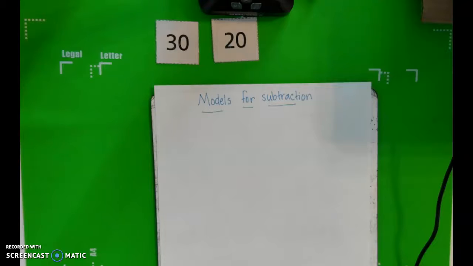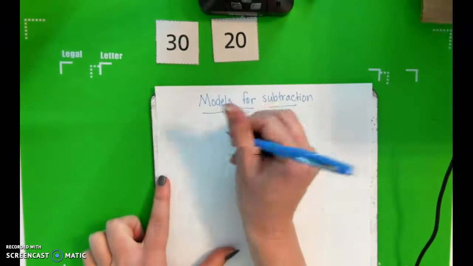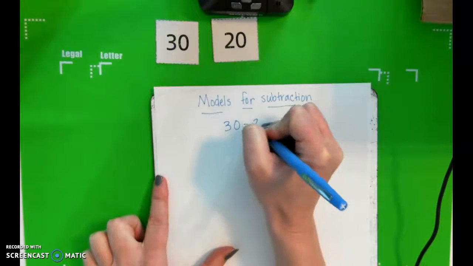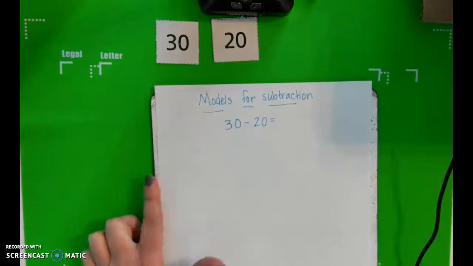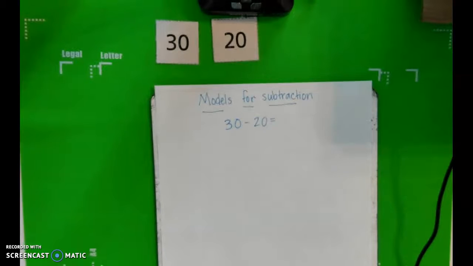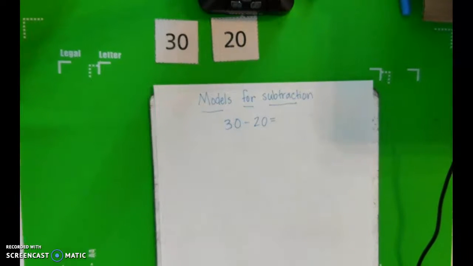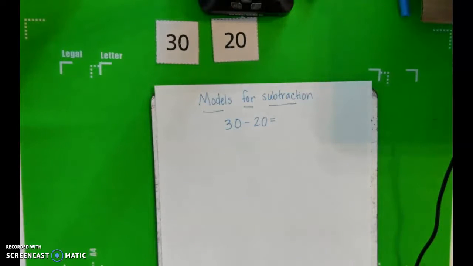All right, hopefully you're joining me with a model of 30 minus 20. I'm going to go ahead and write that on this paper. Now in my class, typically we would make a big anchor chart and we'd show everybody's thinking and everybody's model or strategy in a different color. But since you're not with me, I'll just kind of have to guess what your strategies might have been.